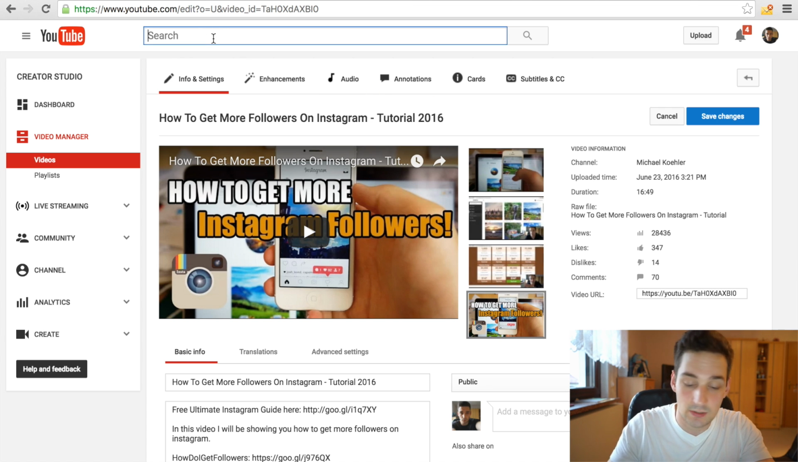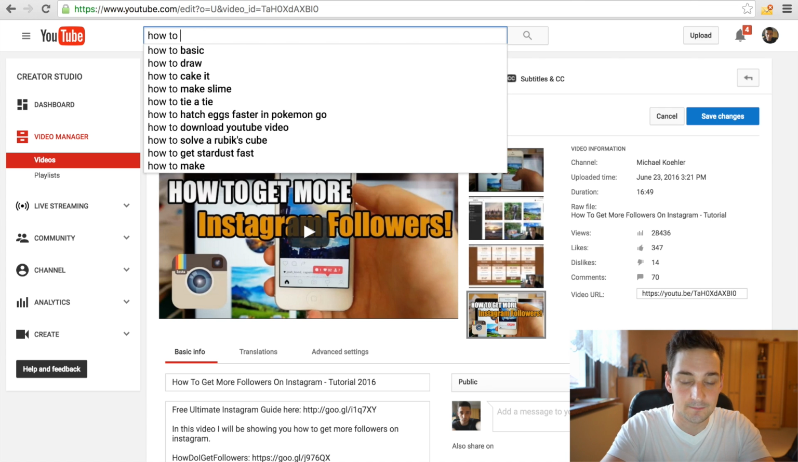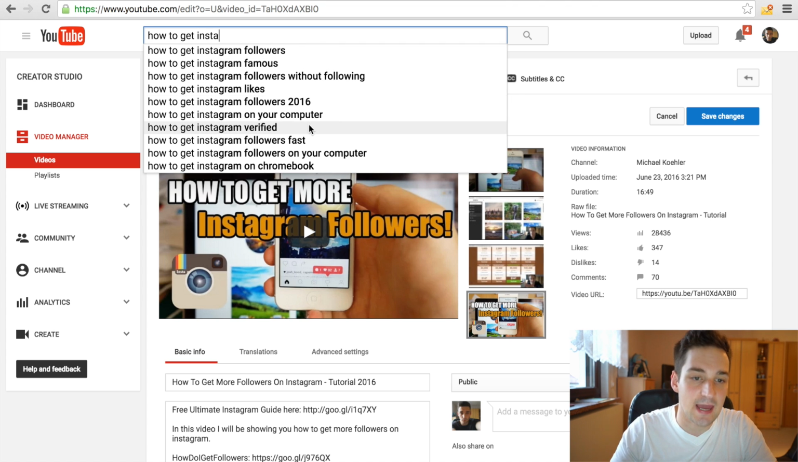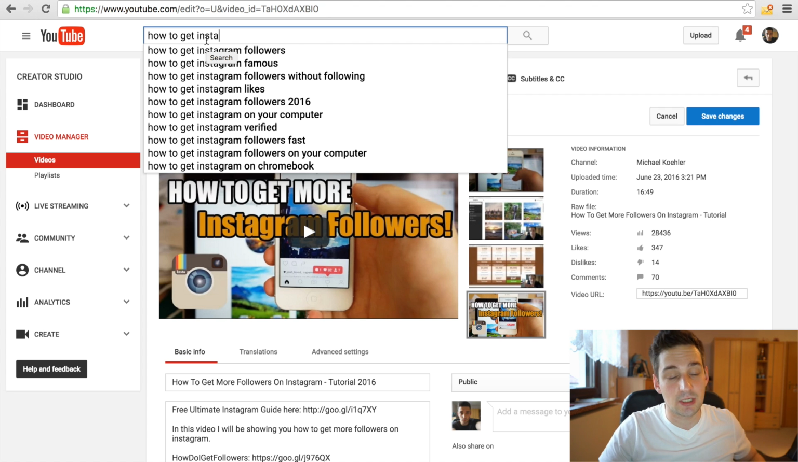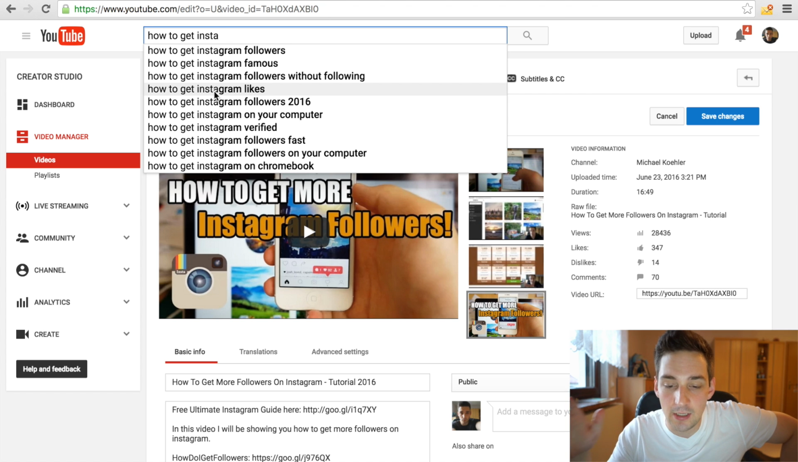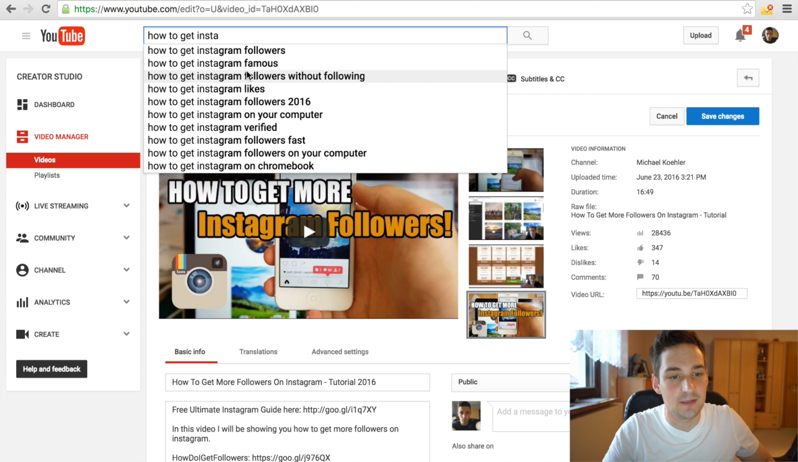But the real way to do it is you have to start typing it in here, and then you have to actually take these keywords that the YouTube search engine suggests to you. This way you will make sure that you only use tags that people are actually searching for, because that's what this means. These are the keywords people are searching for.